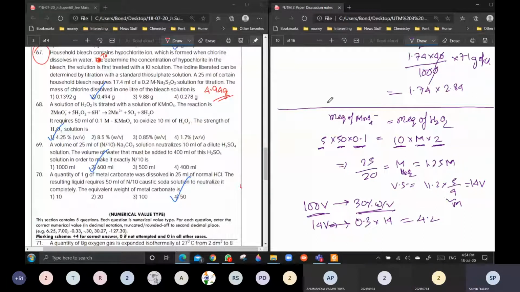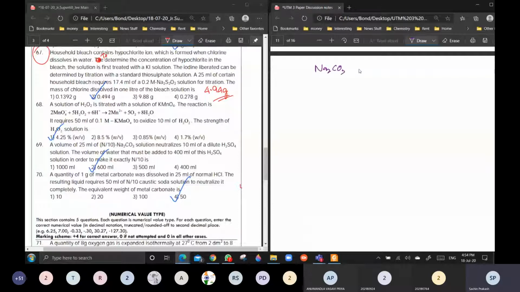Okay. After 68, 69 is 69. See, first equation is an acid-base reaction. So Na2CO3 plus H2SO4 giving products. Okay. So I can say milliequivalents of Na2CO3 will be equal to milliequivalents of H2SO4. Now, milliequivalents of Na2CO3 is 25 into normality, which is given directly as 1 by 10. H2SO4 is 10 into its normality, let us say it is X. So from this I can say that X is equal to 0.25 normal.